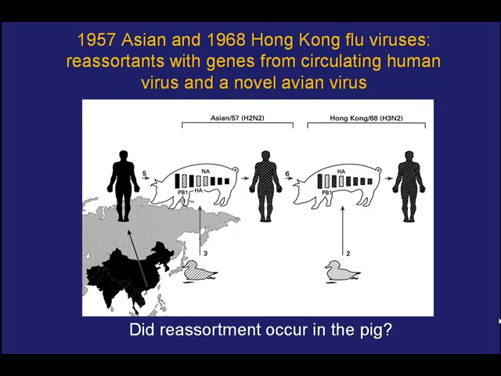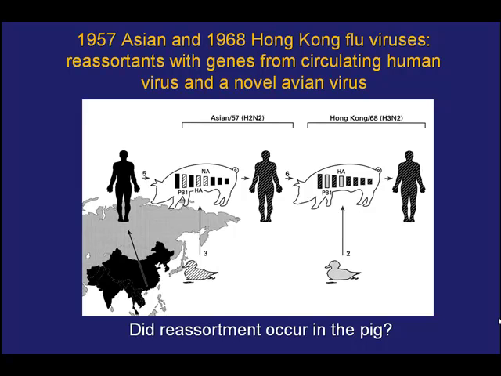Both the pandemic viruses of 57 and 68 emerged in Asia, and they were reassortants with the hemagglutinin gene and one or more other genes of a novel avian virus and the other genes of the previously circulating human virus. And as I said, the human virus genes help the novel avian hemagglutinin to get adapted to humans. And it's very clear that reassortment involving a hemagglutinin gene is a very important process in the emergence of pandemics.